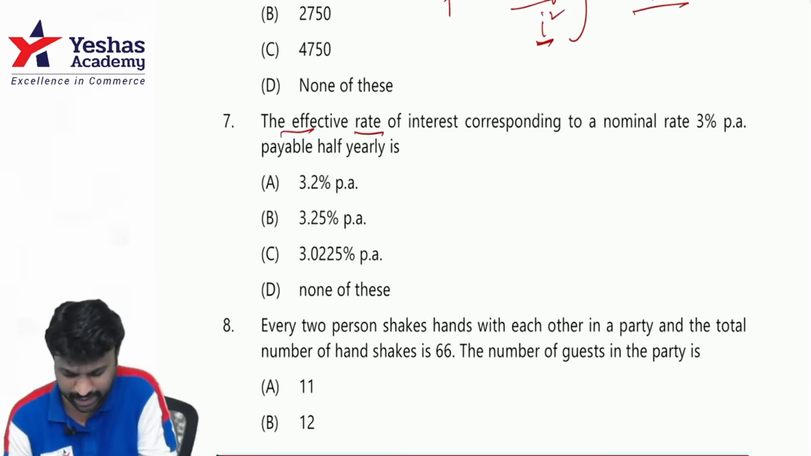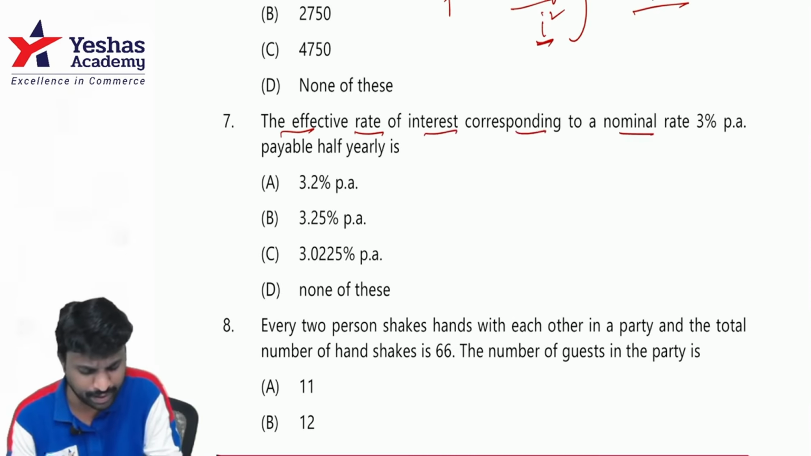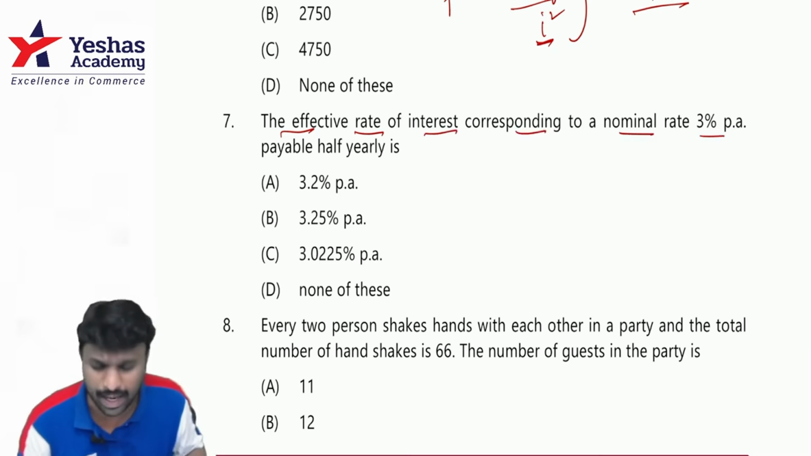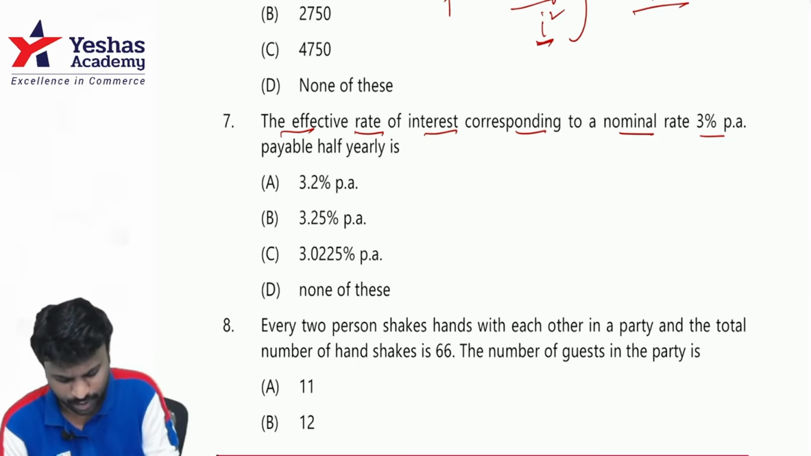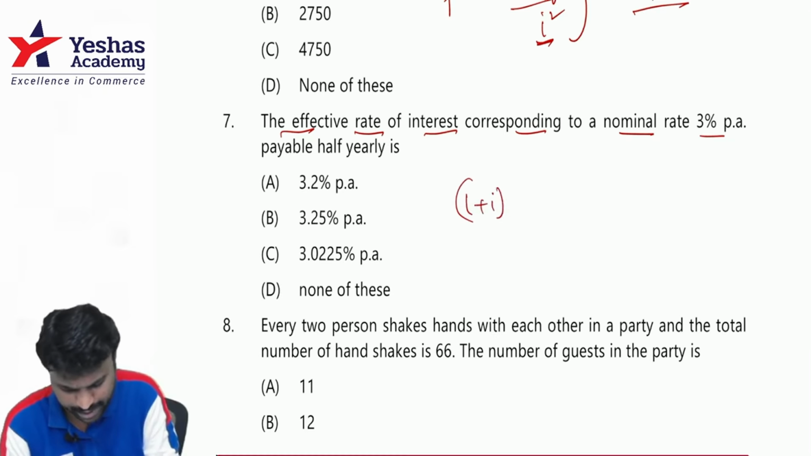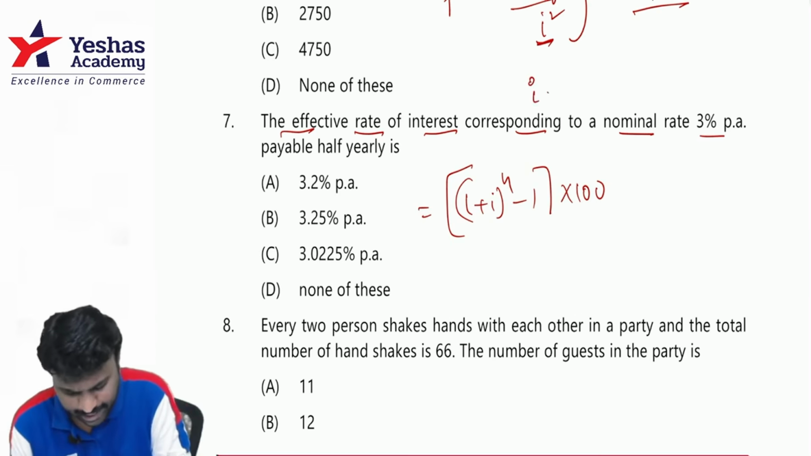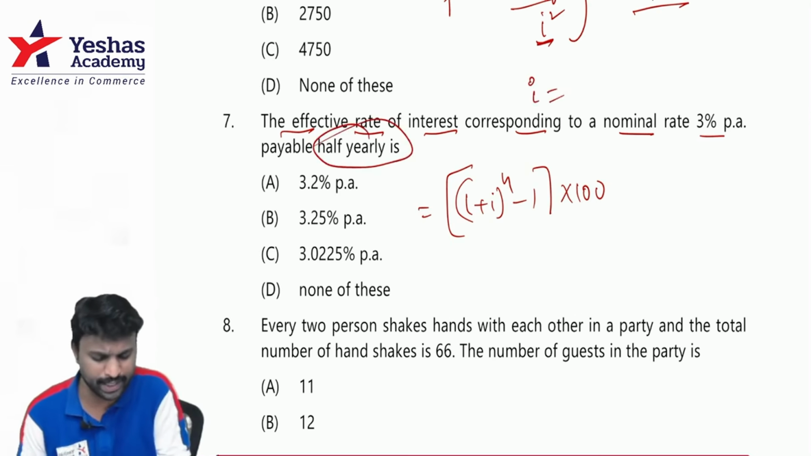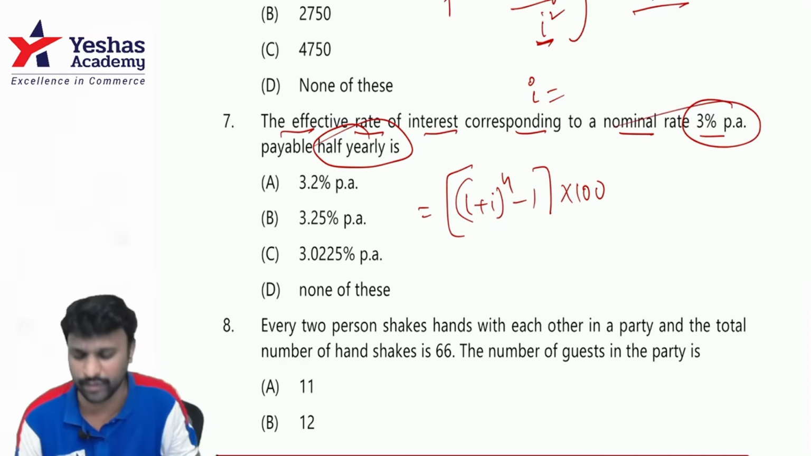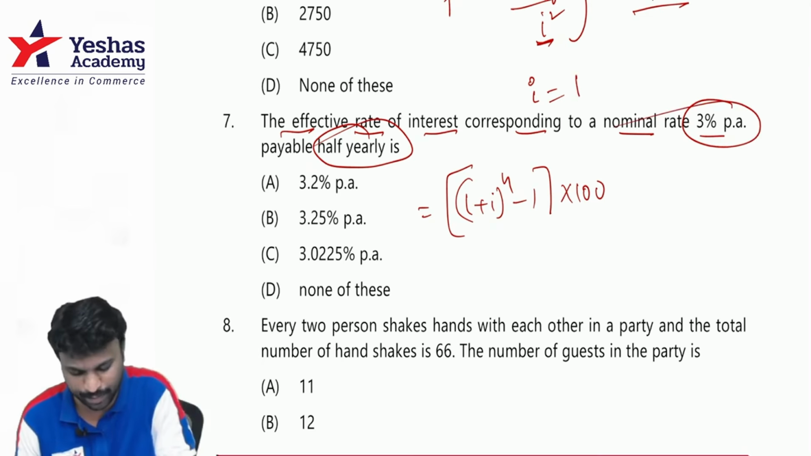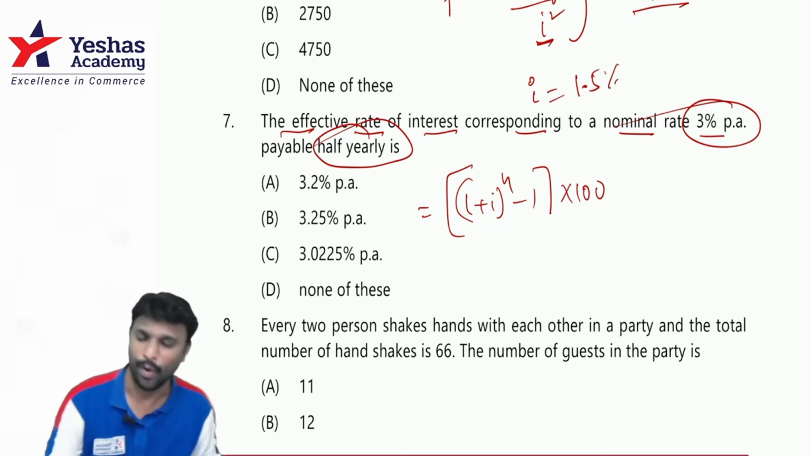Question number 7. The effective rate of interest corresponding to a nominal rate of 3% per annum payable half yearly. So, guys, what is ERI? ERI is 1 plus I whole power n minus 1 into 100. This is the ERI formula. Guys, what is I? It's a half yearly compounding. Would you get the entire rate of interest? No, half of it. So 3 by 2 is 1.5% is what is I.